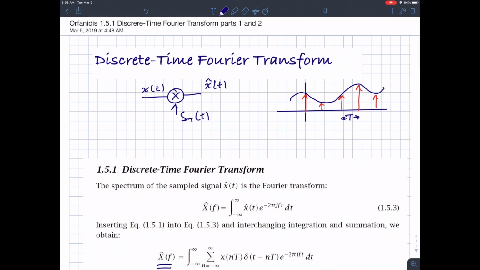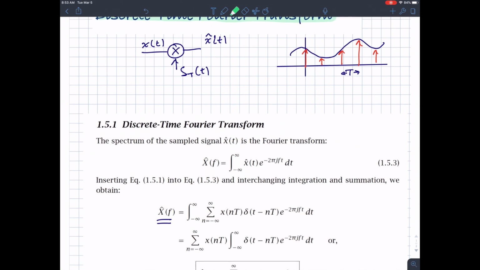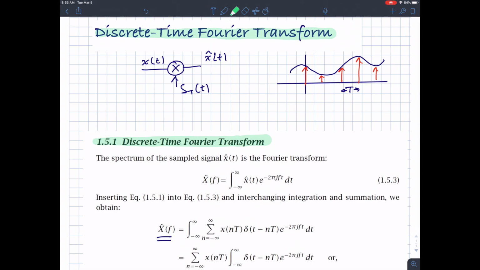In this video, we're going to introduce and discuss the topic called the discrete-time Fourier transform. So this is different than the Fourier transform. It's the discrete-time Fourier transform. I can point you to the Orfanidis book where he talks about this way back in Chapter 1, Section 1.5.1. I didn't explicitly bring this out at the time because I felt like we needed a little more background information before we started tackling this topic.